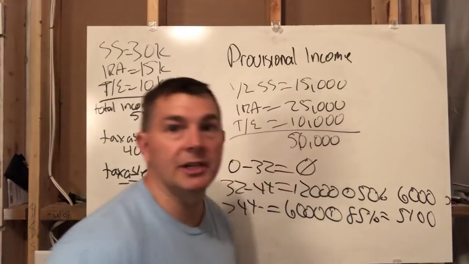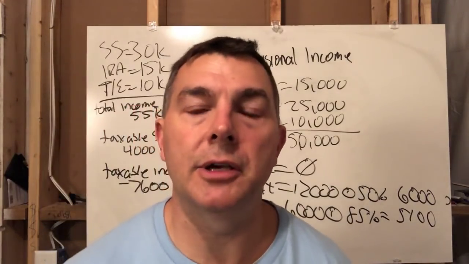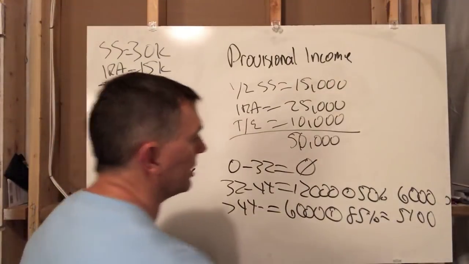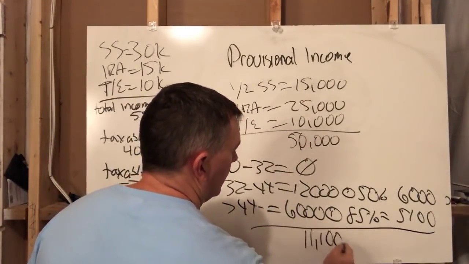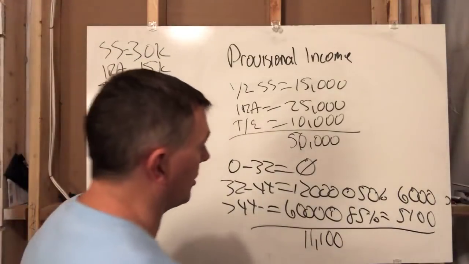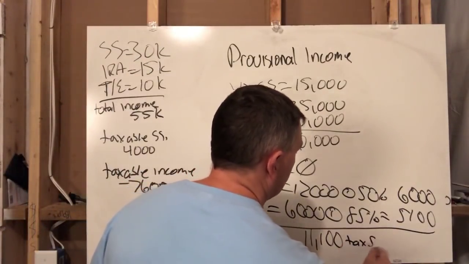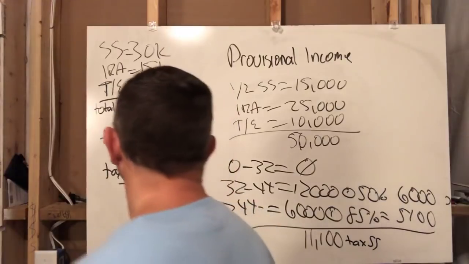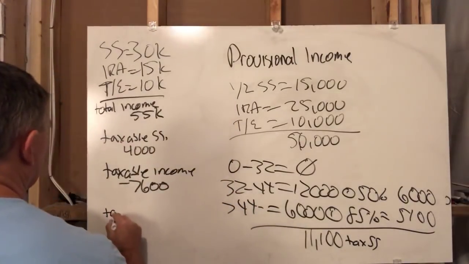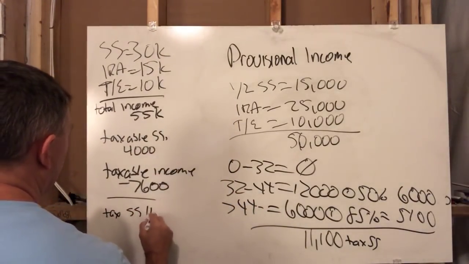Now, it's not because I know that so quickly. I've just done this calculation so many times. I know exactly what it's going to be. So we have $11,100 as our taxable Social Security. Taxable SS, $11,100. So remember that.